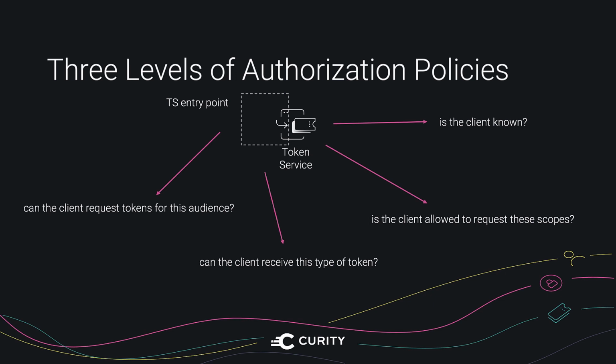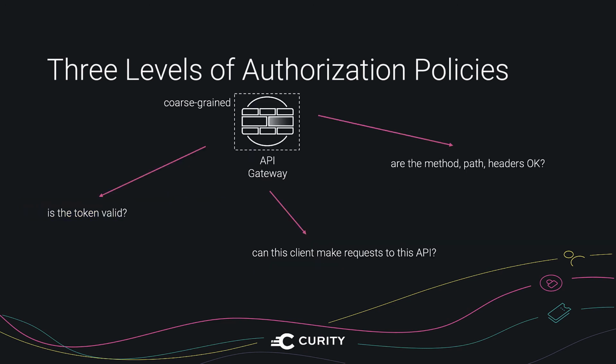For example, at the entry point to the token service, the policy tries to answer questions like, is the client known? Is it allowed to request the scopes it is asking for? Can the client receive those types of tokens? Or can it request tokens for this concrete audience, etc.? At the API gateway level, the coarse-grained authorization policies are applied. We already mentioned them before. The API gateway checks whether the access token is valid and is there an API corresponding to the request path, method, content type, etc. The gateway can have some other policies like checking the allowed rate limits for the client or whether the client is active or not, and others.